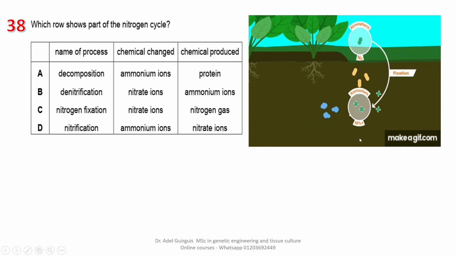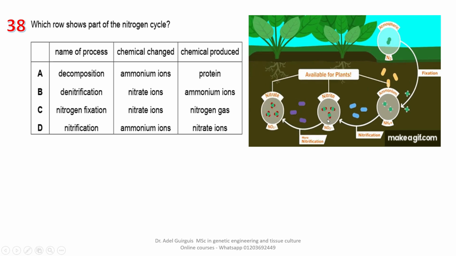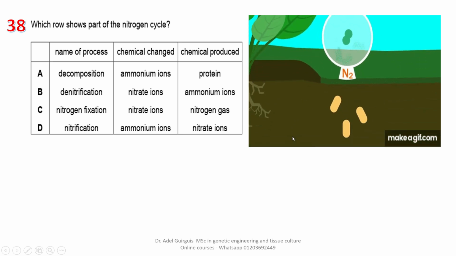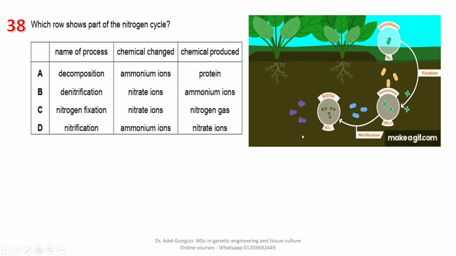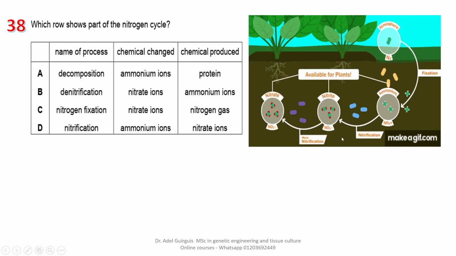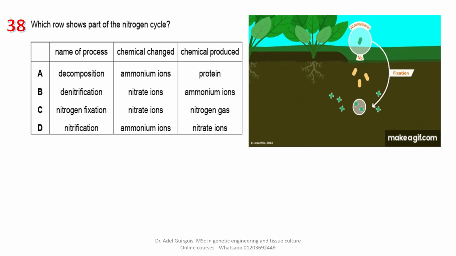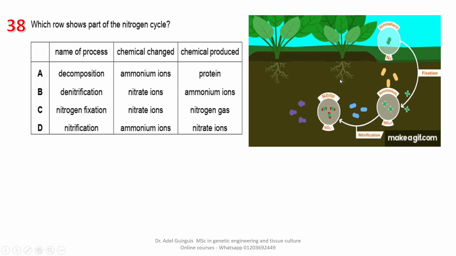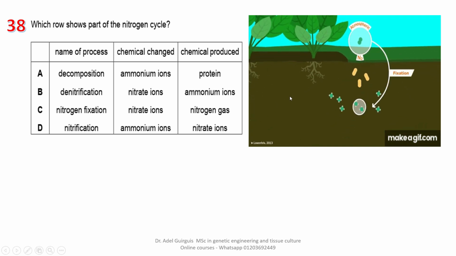nitrite, NO2 minus, then nitrite by further oxidation, by nitrification also, changes into nitrate, NO3 minus. This nitrification process is in two steps: ammonium into nitrite, nitrite into nitrate. Then nitrates are absorbed by root hair cells of the plant and assimilated into amino acids then protein.